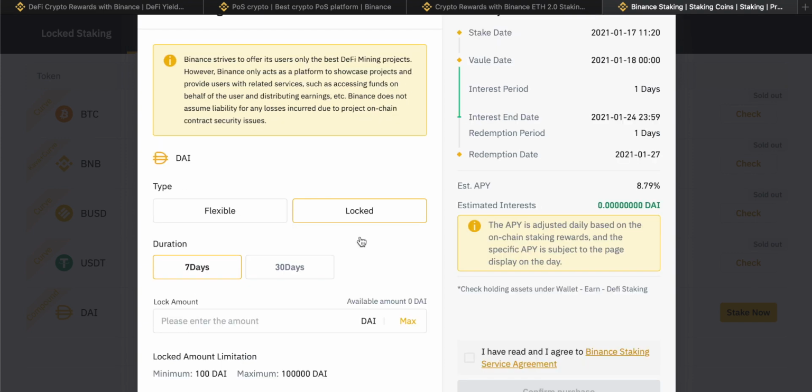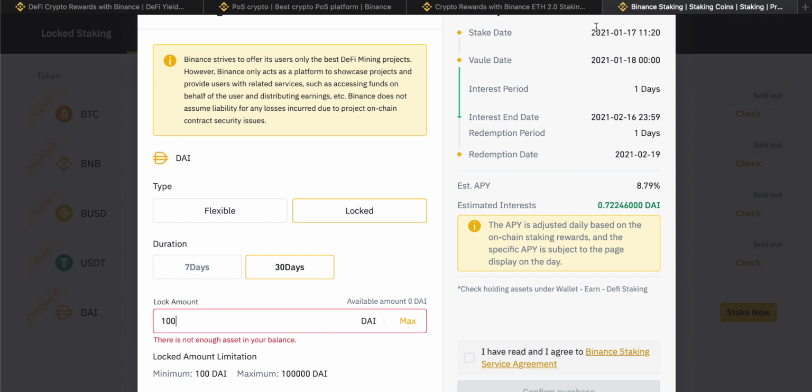If you choose locked staking, you have no access to your coins. You have to keep them on account for the duration. You can choose 70 or 30 days in this instance. Then you choose how many coins you want to stake. It will show you down here, the minimum is 100, the maximum for this one anyway is 100,000.